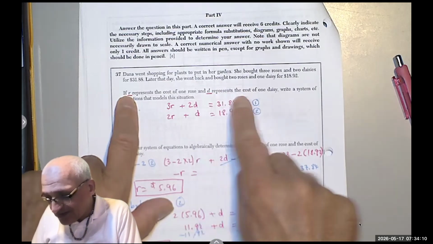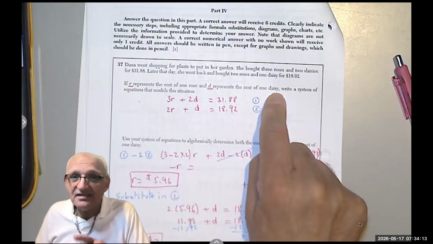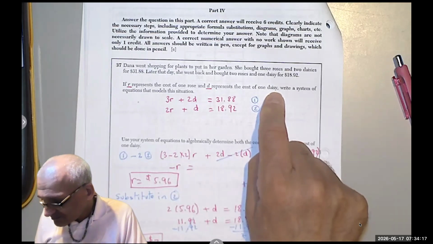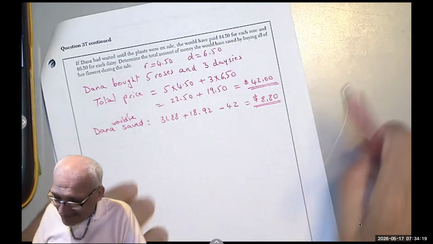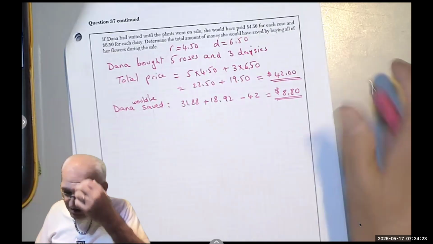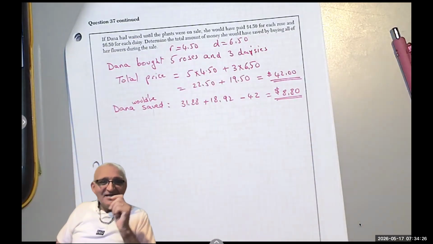So D represents the cost of one daisy. They never said represent daisies. It wouldn't make any sense, right? And I wrote daisies instead of daisies. I don't know how I did that, but okay.